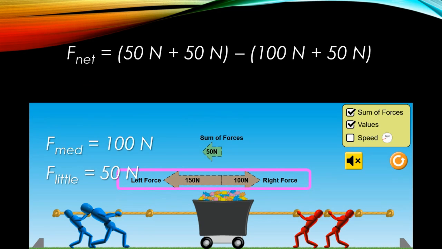Okay, so we are going to start by taking all of the forces pulling in the same direction and add them together. So on the right side, we have two little guys, each pulling with a force of 50 newtons. And on the left side, we have a little guy pulling with a force of 50 newtons and a medium guy pulling with a force of 100 newtons. This gives us a total of 100 newtons acting to the right and 150 newtons acting to the left. Remember, left is subtracted from the right, so 100 newtons minus 150 newtons gives us a net force of negative 50 newtons.